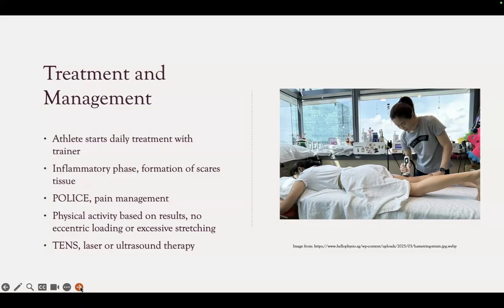The leg should be elevated so the fluid is not being pulled down with gravity and increasing the swelling, but is lifted up. Athletes should have protection and activity modification, and should stress the hamstring as little as possible to allow for healing, but should also be able to do their daily activities as much as they need to.